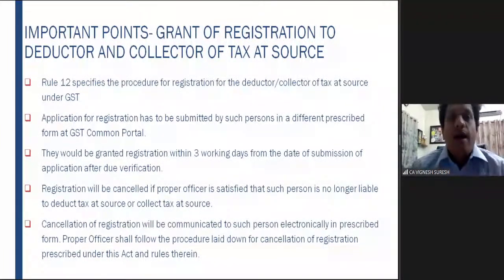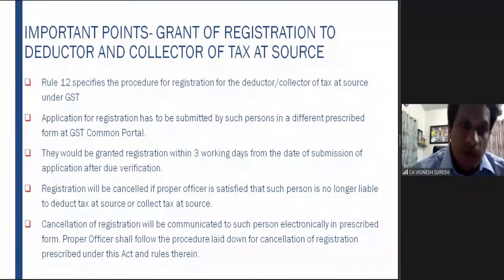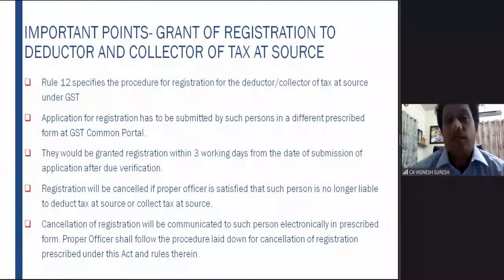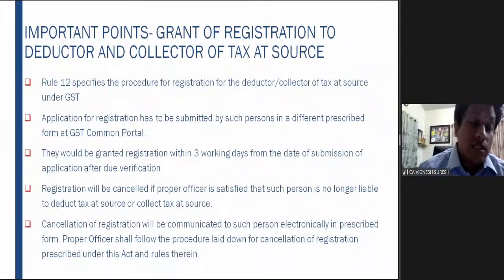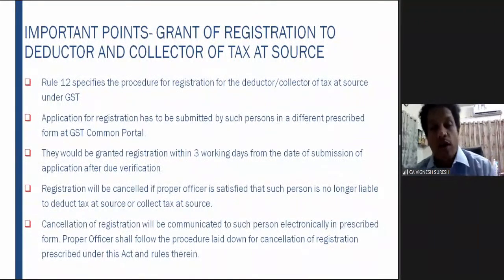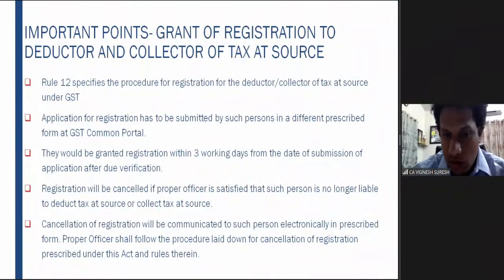Then also, as we discussed in the previous class, the tax deductor under section 51, where government undertakings are there who usually deduct the tax at source, and also e-commerce operators under section 52 who collect the tax at source. Rule 12 specifies the procedure for registration. Again, the form for this is different than a regular REG 01 form. Whenever you submit all the application, within 3 working days, the registration will be granted. Again, registration shall be cancelled if the officer is satisfied the person is no longer liable to deduct the tax or collect the tax at source.